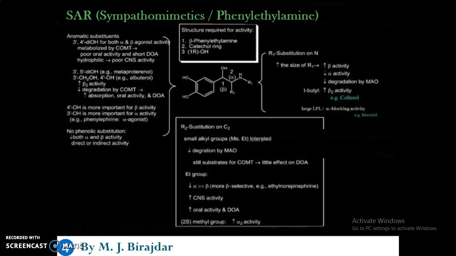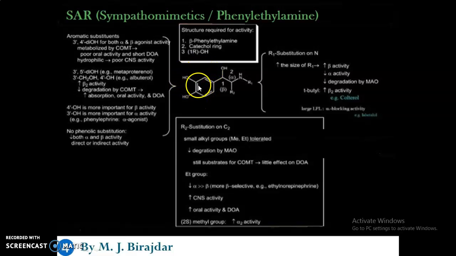SAR of the sympathomimetics, which are also called the beta-phenylethylamine class. This is the catechol nucleus, which is very important for sympathomimetic activity. It consists of two carbon atoms, 1 and 2, designated as alpha carbon and beta carbon, and this is the amino nitrogen in the side chain which is present on the catechol nucleus.